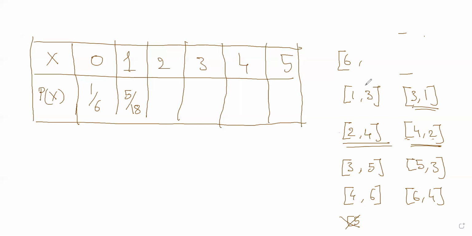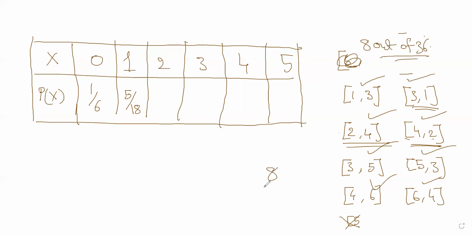Now, how many possibilities do you get? 1, 2, 3, 4, 5, 6, 7, 8. So you have 8 out of 36. Out of 36 are the required possibilities. So it's 8 by 36. 8 by 36 is 4 by 18.